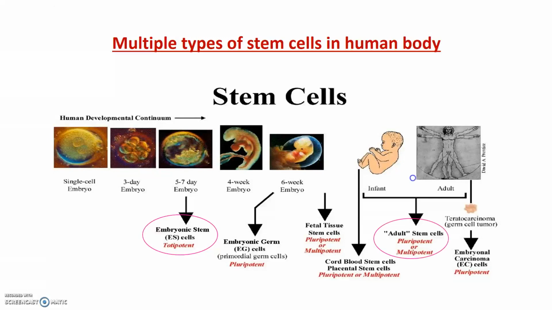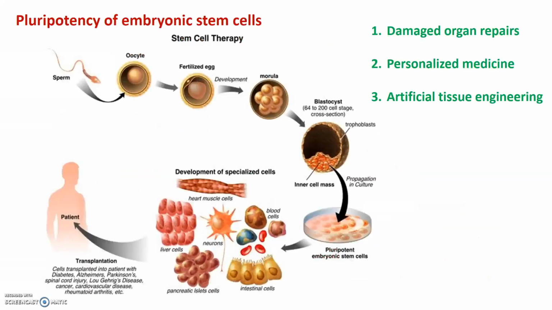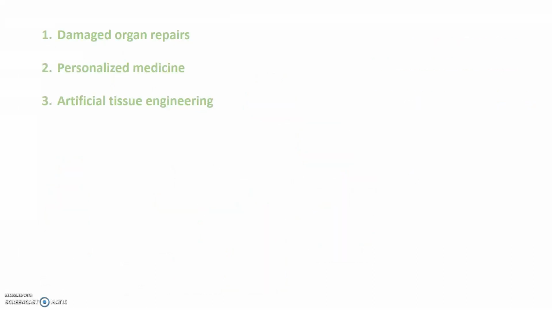Theoretically, each organ or tissue has multipotent adult stem cells that can give rise to other types of cells in that organ or tissue. Because of the amazing properties of stem cells, scientists proposed to use the stem cells for many medical or research purposes: damaged organ repair, personalized medicines, artificial tissue engineering. Currently, I'm interested in stem cell approaches to modeling and studying cancer disease.